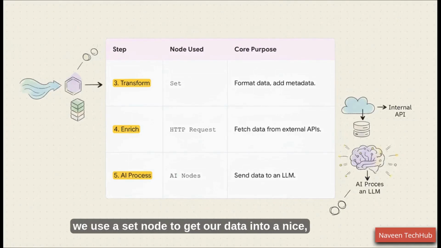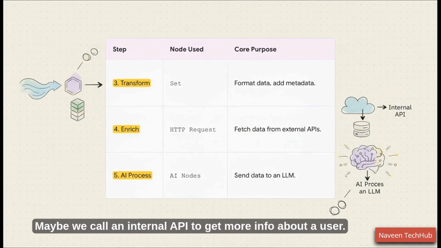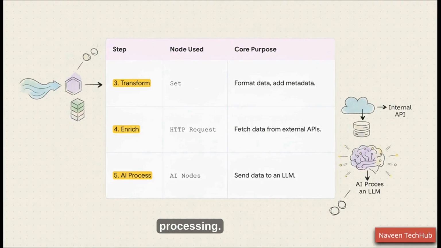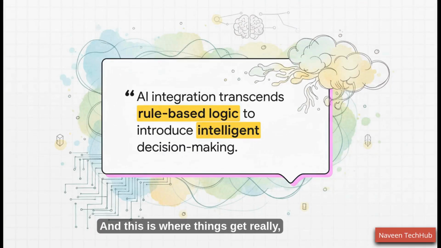First, we use a set node to get our data into a nice, consistent format. Then we enrich it. Maybe we call an internal API to get more info about a user. And finally, and this is the really fun part, we send it off to an AI model to do some advanced processing. And this is where things get really, really cool.